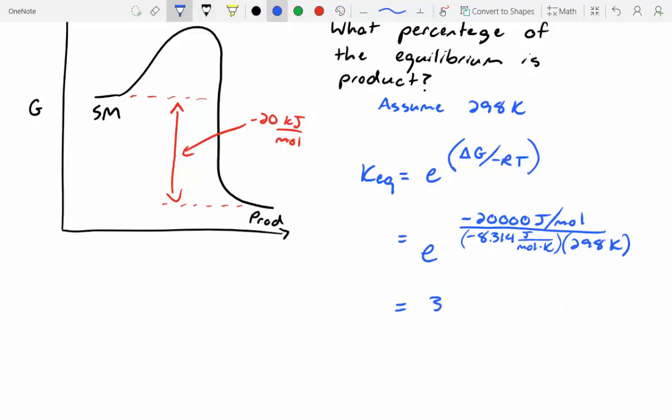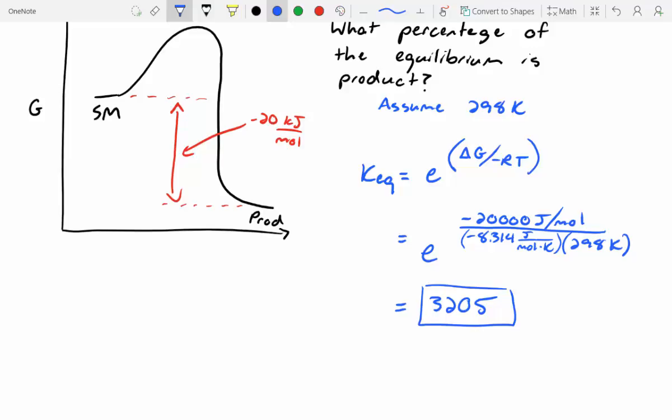We'll say 3,205. What are our units here? There's no units to cancel out. No units, right? So all the units cancel out, so our KEQ is going to be 3,205. Now the question was not what was KEQ, but rather it was what's the percentage in equilibrium that's product?